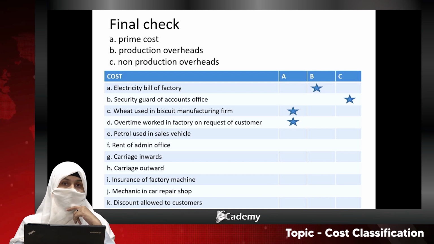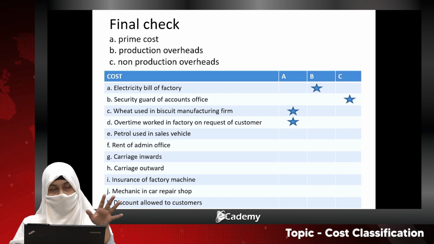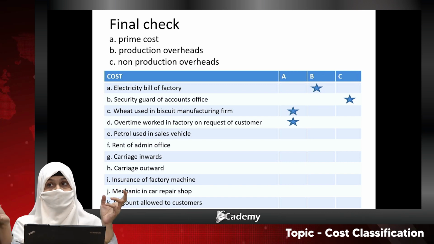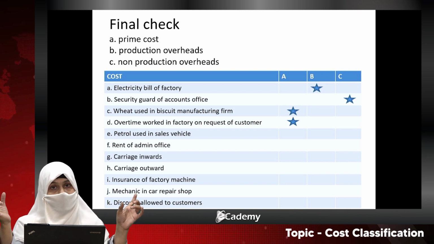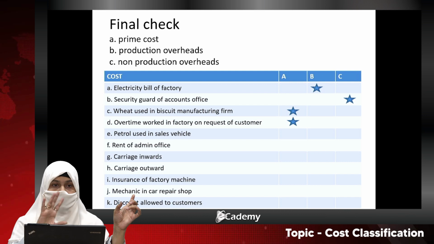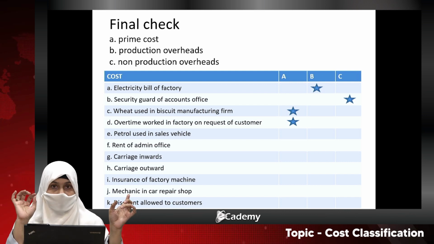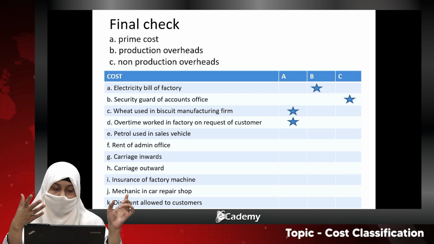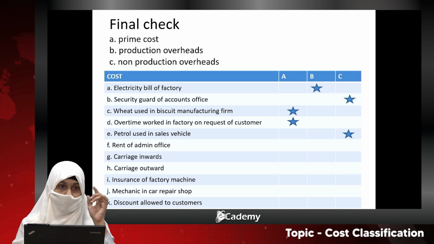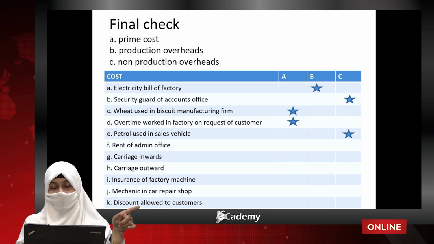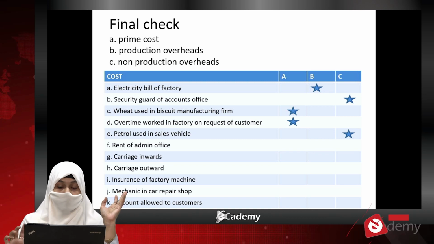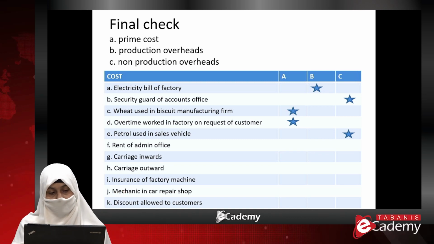Petrol used in a sales vehicle. No doubt petrol is a material cost. Now I am thinking whether it's direct or indirect. Petrol is not used in the manufacturing of a product. It cannot be a direct material. It's pretty sure that it's an indirect material. Now, if it's an indirect material, it's an overhead, but is it a production overhead or non-production overhead? Yes, students, it's a non-production overhead because we have bought this petrol for a sales vehicle. If we had bought this petrol for the generator used by the factory, then that petrol would be a production overhead. But in this situation, it's a non-production overhead.